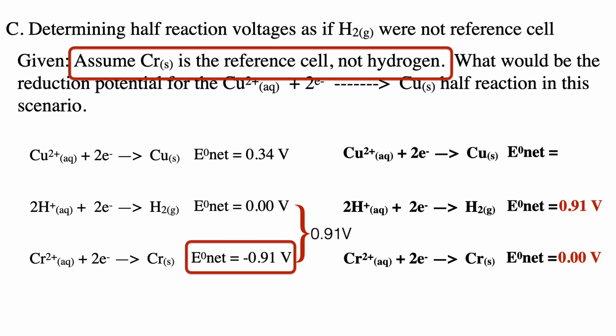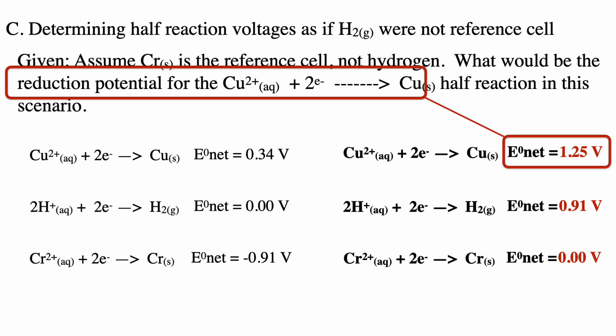Now let's look at this one. The difference between those two is 0.34 volts. So if I just take 0.91 and add 0.34, I get my voltage of 1.25, which is the answer to the question. If the chromium cell is 0, the reduction potential for the copper 2 reaction is 1.25 volts.